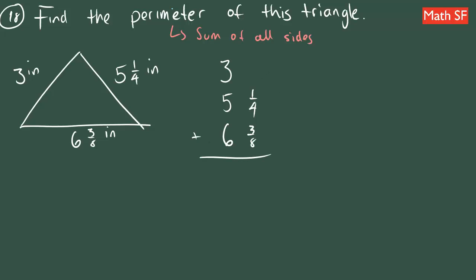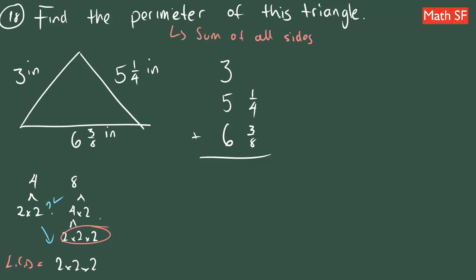Now we gotta add them, but they don't have the same denominator. Once again, you find your LCD, your LCM, which is the same thing between 4 and 8. This will be 2 times 2, 4 times 2, and this 4 itself is 2 times 2 times 2. Therefore the LCD should be 2 times 2 times 2, and the 2 times 2 here is already included. Therefore the LCD should be just 2 times 2 times 2, which is 8.